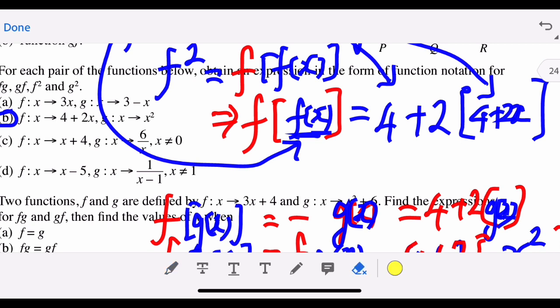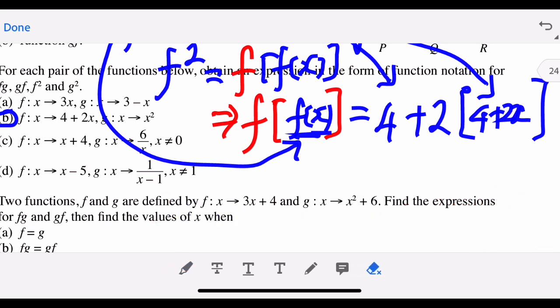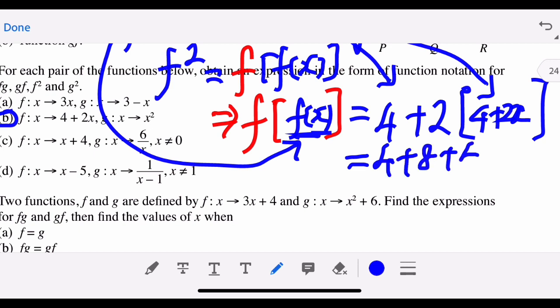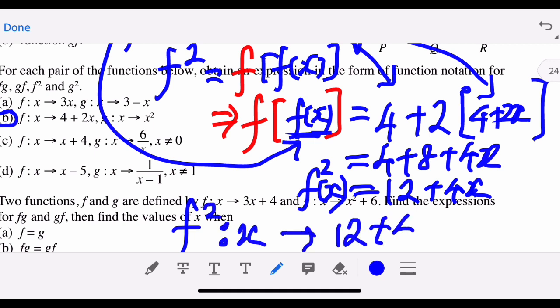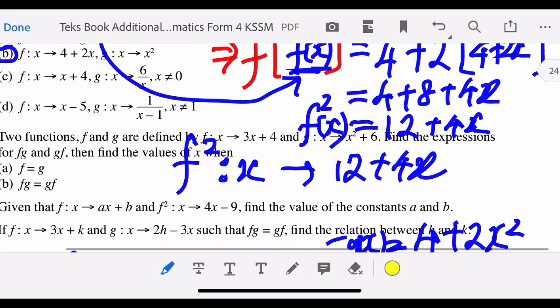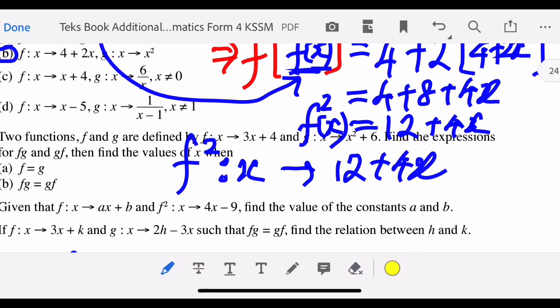Then let's simplify to the simplest form. So you will get 4 plus 8 plus 4x. So the answer is 12 plus 4x. This is f²(x). Got it? So you can write like this: f² maps x to 12 plus 4x, or you can write as 4x plus 12. It's the same. Now I'm going to discuss g².